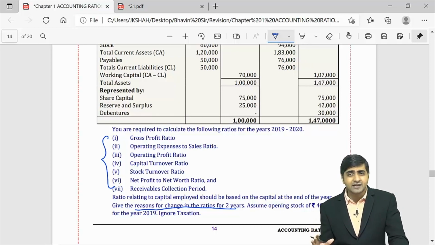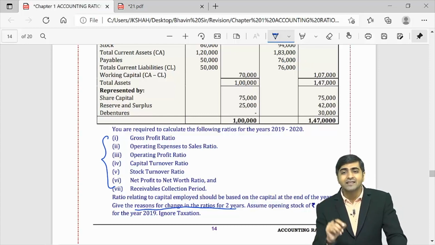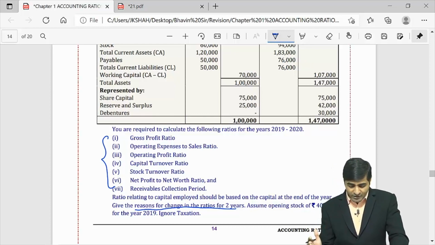So we have to write down some analysis which indicates, now this is going to be your third type of question, where we have to give reasoning and analysis that why there is a difference in the ratios between the 2 years.